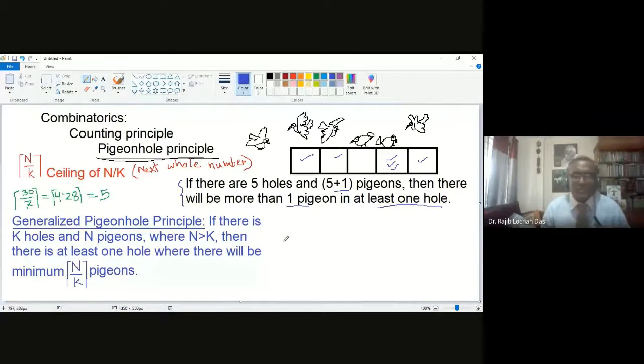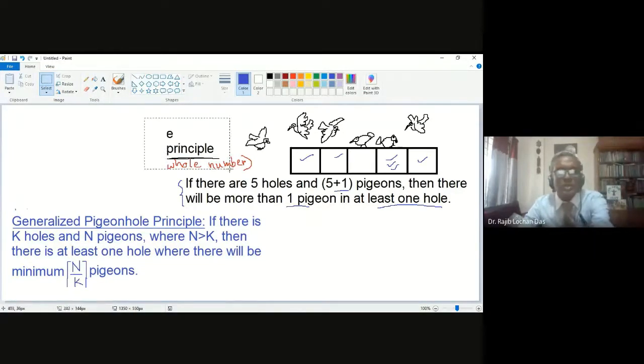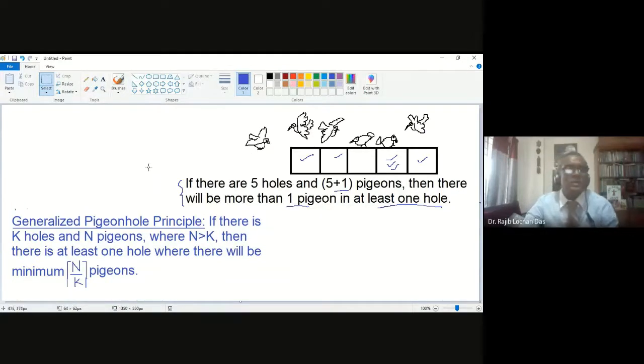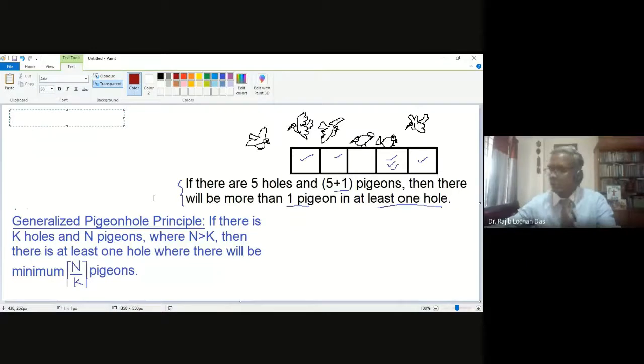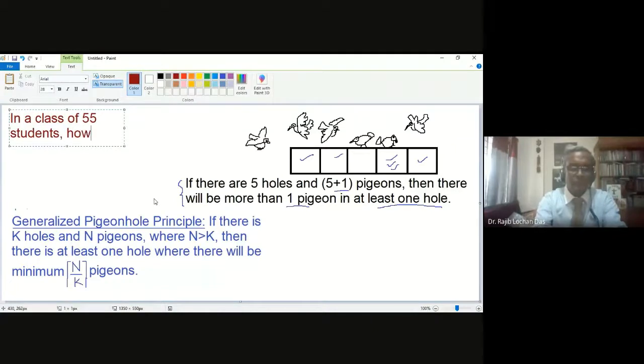Now we can give an example so that it will be clear or easy to understand. So let us give one example, say I'm writing one thing here. Say you have 55 students in this class. So in a class of 55 students, how many will have birthdays on the same day?